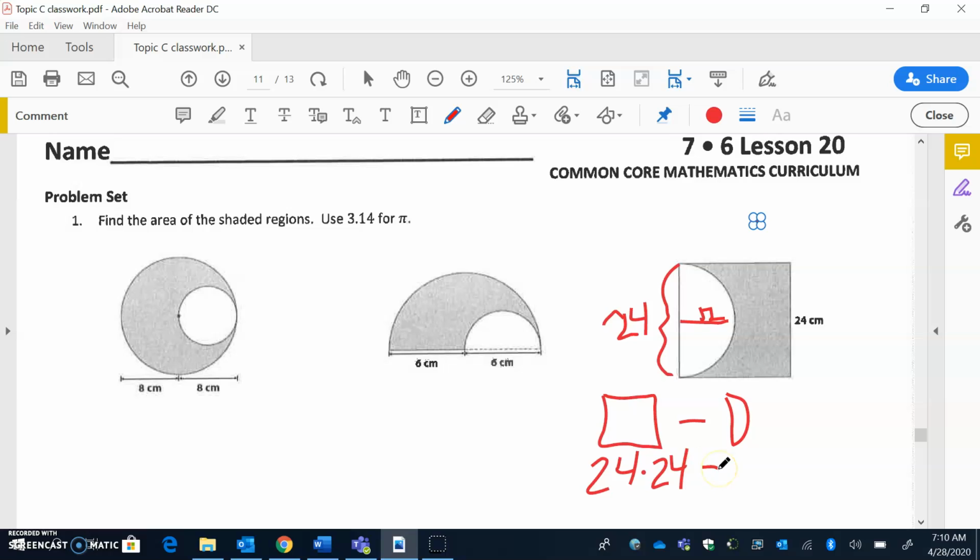Minus, and then I want to find the area of the half circle. Because it's a half circle, I'm going to take half of it. To take half of something, you could do two things. You could multiply it by a half, or you could divide it by 2, your choice. So a half of pi, and this says use 3.14, so 3.14, times the radius squared. In this particular case, we determined that the radius is 12. So 12 to the second power.